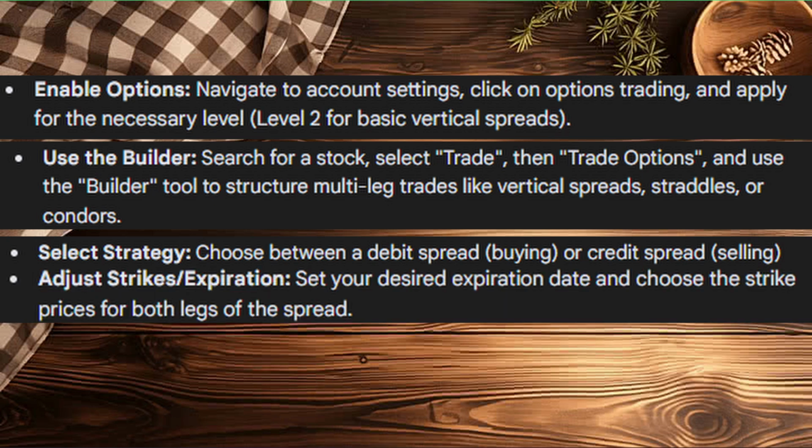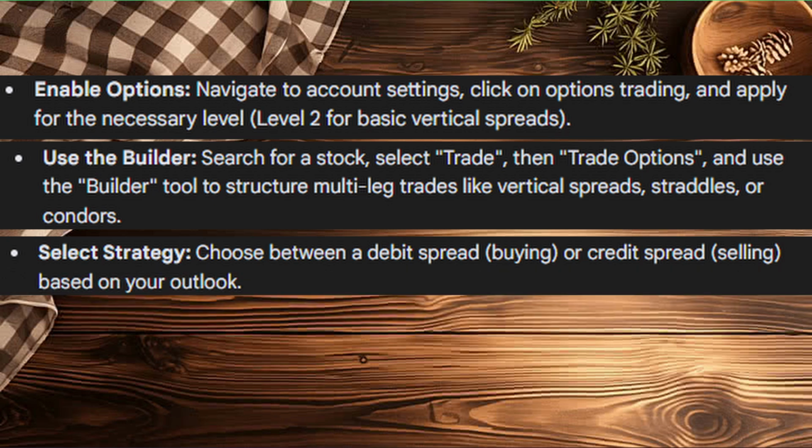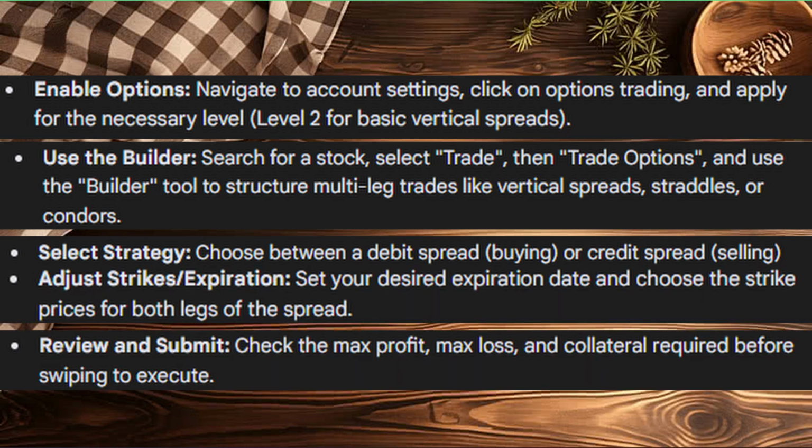Step 4. Adjust strikes and expirations. Here you can set your desired expiration date and choose the strike prices for both legs and the spread. Step 5. Here you can check the max profit, max loss, and collateral required before swiping to execute the trade.